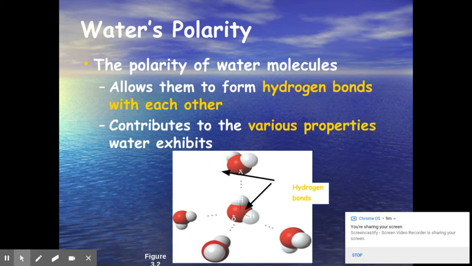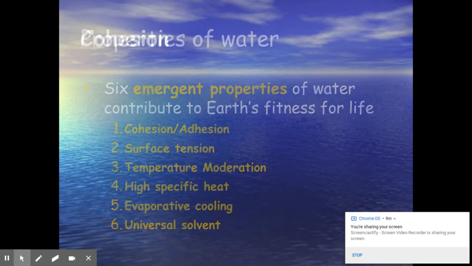So water's polarity is the most important one. It's also the one that students struggle with most. If you have questions, please let me know on this because it's the most important one. All right, skipping ahead then.